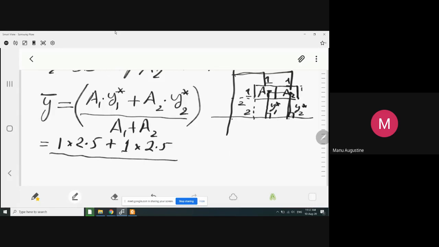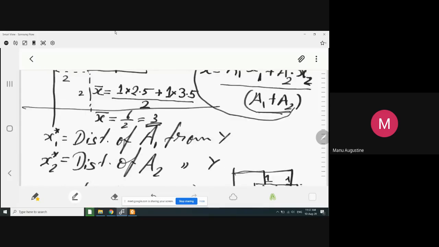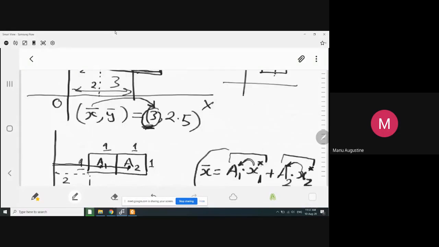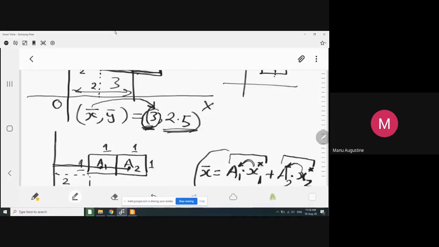Divided by A1 plus A2, which is 1 plus 1, so this becomes 5 divided by 2, 2.5 meter. Is this correct or not? Check it here. See, y bar is 2.5.